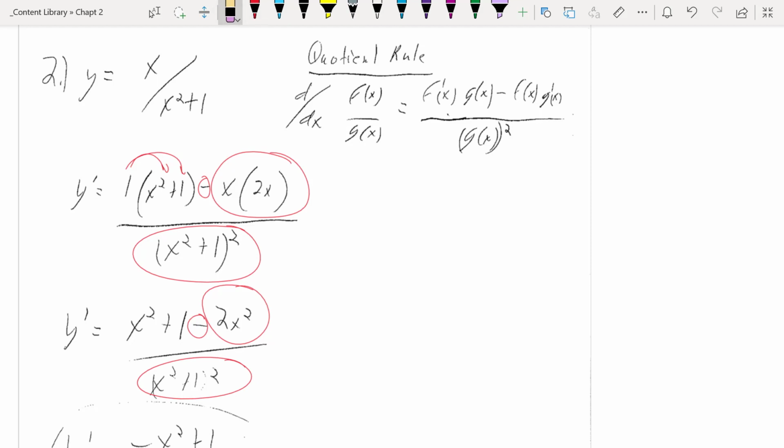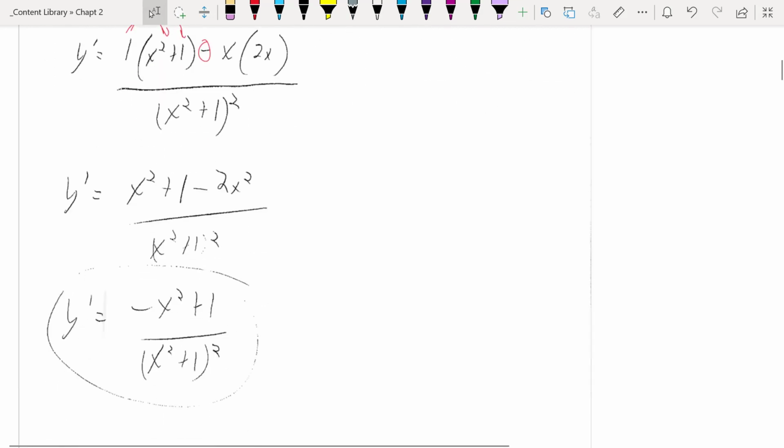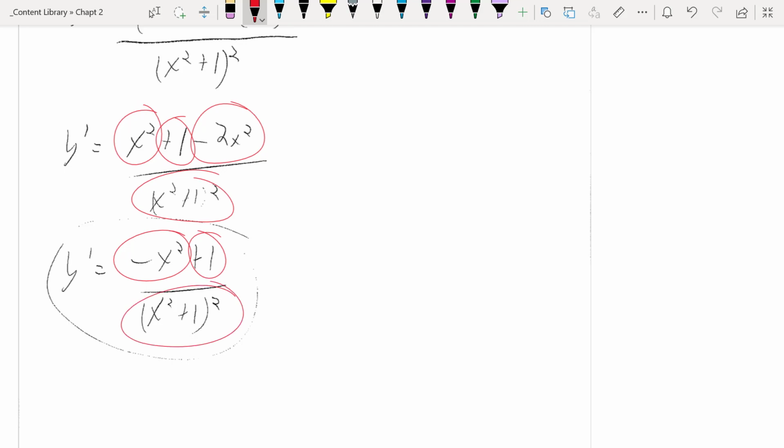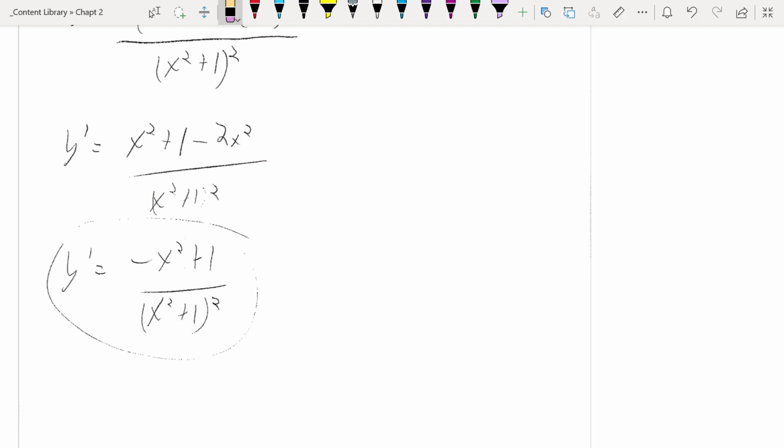Now my last step is putting these two terms together. So notice I've got like terms right here: x squared and negative 2x squared. I combine x squared and negative 2x squared, and that's going to give me a negative x squared. I still have my plus 1, and that's still all over x squared plus 1 squared. So that's going to be my answer when I do the quotient rule on this problem. My answer is just going to be negative x squared plus 1 all over x squared plus 1 squared.